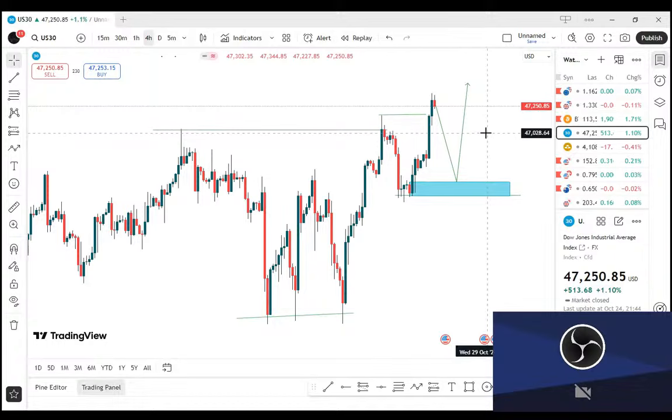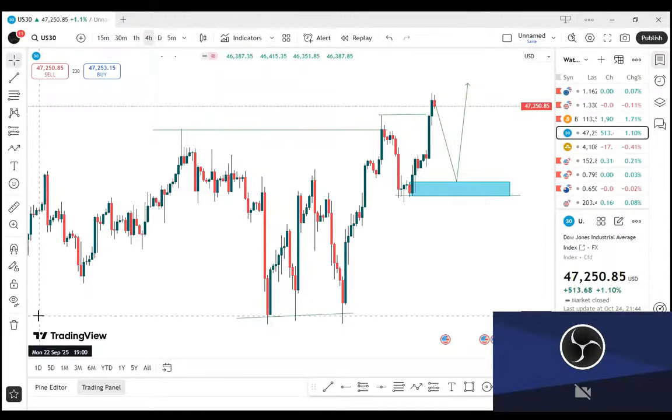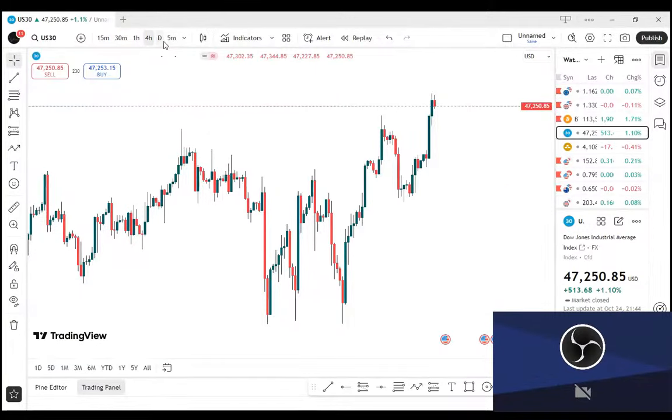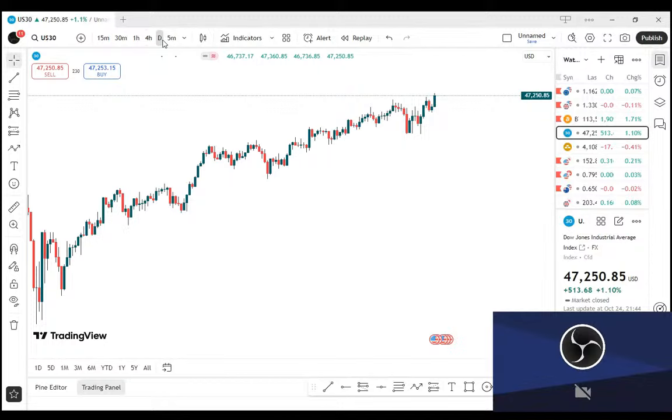So explain again how you mark the key zones on US 30. Okay, let me start again. Let me clean up the analysis. Let's start it up again from the daily time frame. This is the daily time frame. Daily time frame clearly gives us an uptrend move. You can see it.